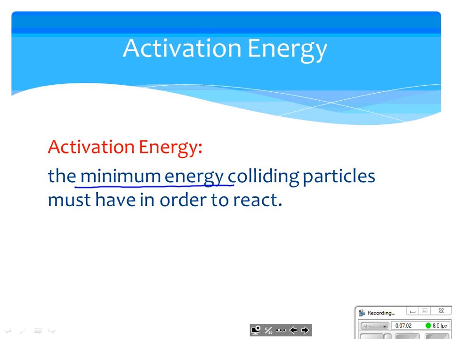What we needed to do is we had to heat the crucible. Once we heated the crucible, we had that minimum amount of energy, and then voila, our magnesium metal reacted with oxygen in the air to form magnesium oxide. But if we didn't have that heat, if we didn't have that minimum energy, it would not have occurred.